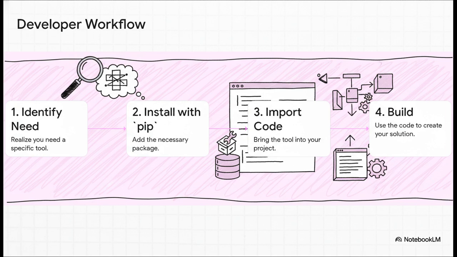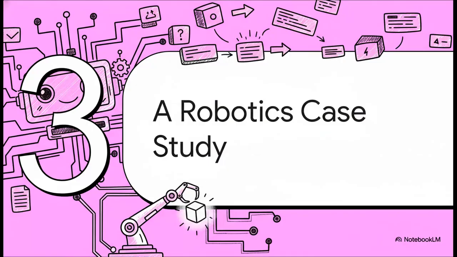And step 4, you build your thing. This cycle, this is the absolute heartbeat of modern software development. Okay, let's take all these ideas and see how they stack up in a much more complex situation. Let's go back to our robot. Because applying these basic tools to something as intense as robotics, that's where things get really interesting.